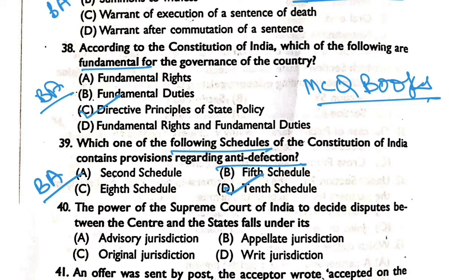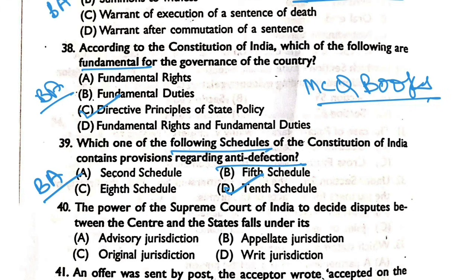Then question 39 says, which one of the following schedules of the Constitution contains provisions regarding anti-defection? 10th schedule, very famous schedule. All the Constitution schedules, you should know which schedule deals with what item. So again, bare act based question. You've done the bare act, you should know it.